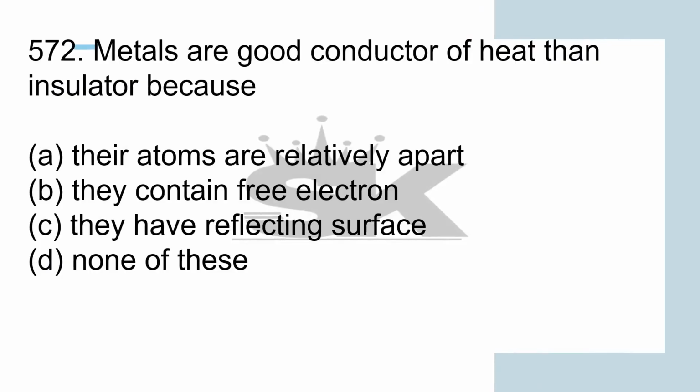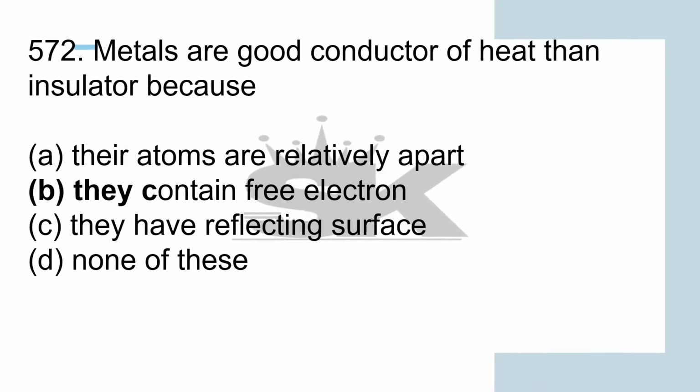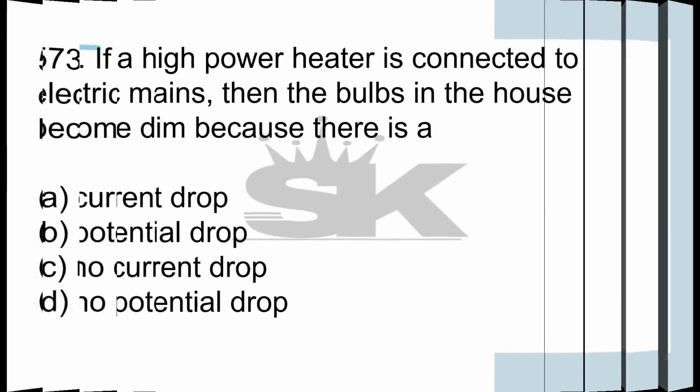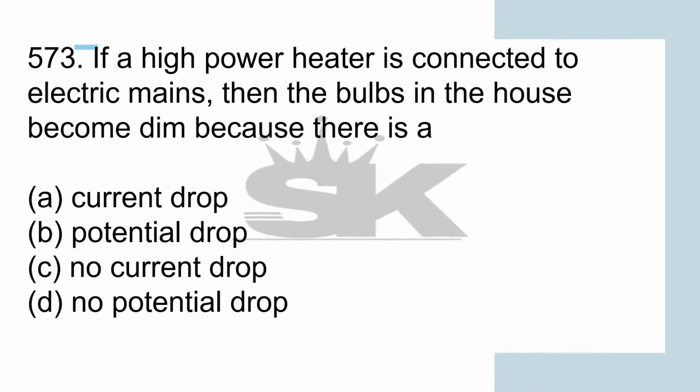Metals are good conductors of heat, unlike insulators, because they contain free electrons. If a high power heater is connected to the electric mains, then the bulb in the house becomes dim because there is a potential drop. The bulb consumes lower wattage when the heater is connected in parallel. The heater consumes more wattage. For example, the bulb is around 100 watts and the heater is 2 kilowatts. A sudden voltage drop is the reason the bulb glows dim.